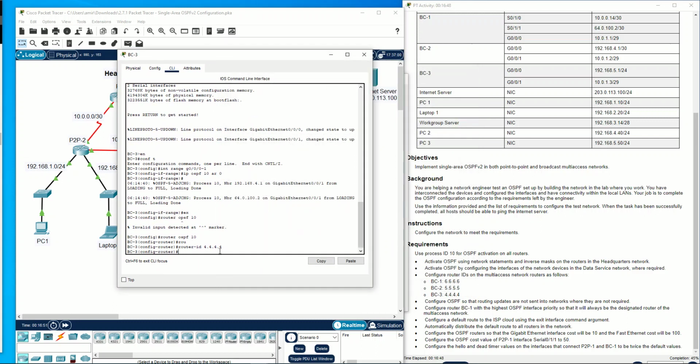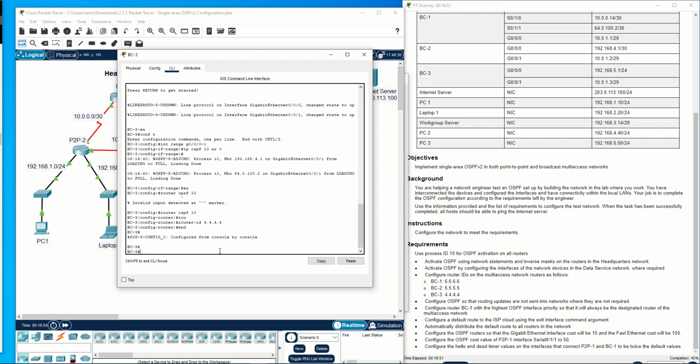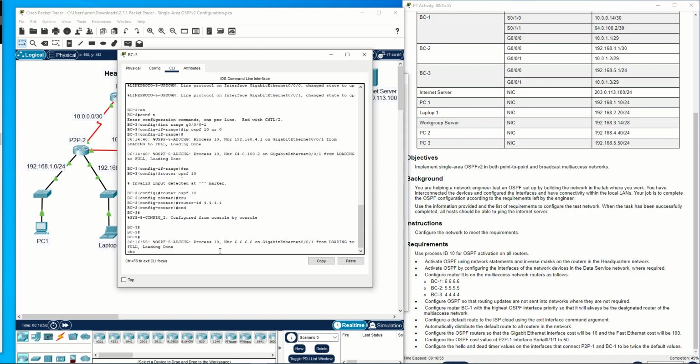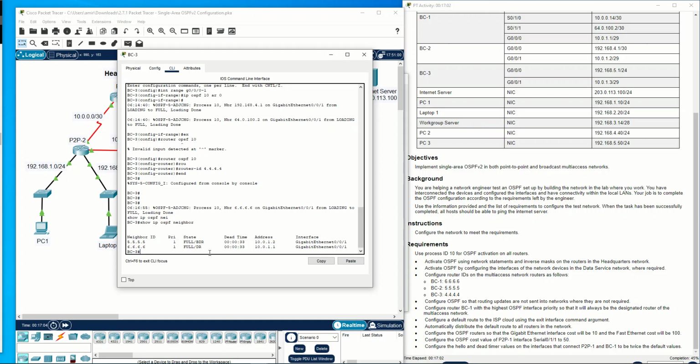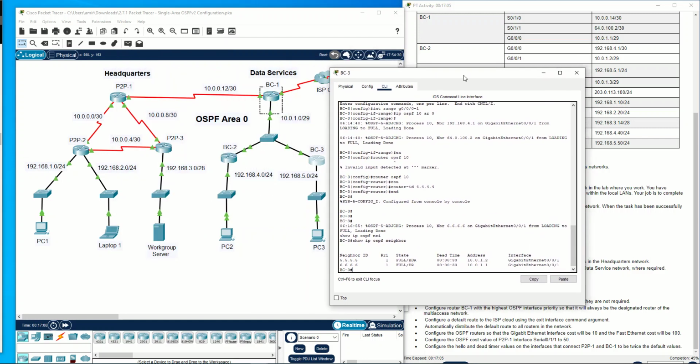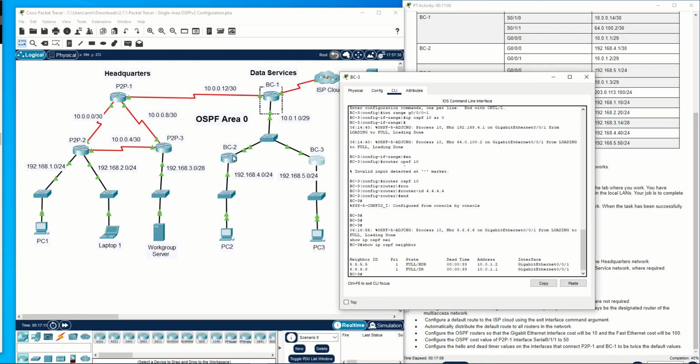And if you go, for example, to privilege mode, you can see show IP OSPF neighbor. You have two neighbors here for BC3. We have BC2 and we have BC1. This is the process ID of BC1 and it has been chosen like DR, designated router, and 5.5.5.5 is BDR, backup designated router, as you know, and the state is full and priority by default is 1.